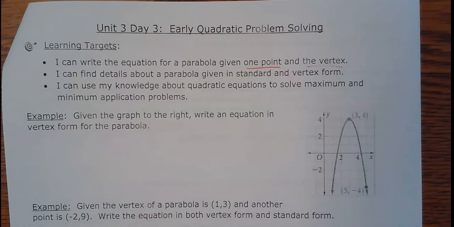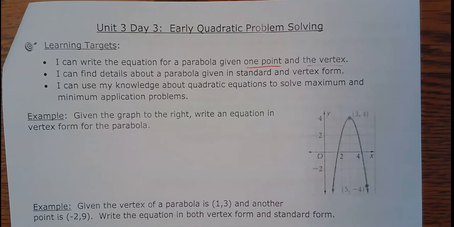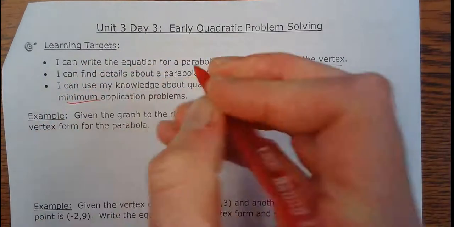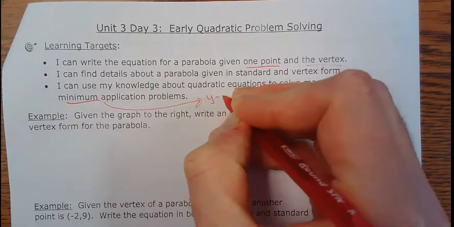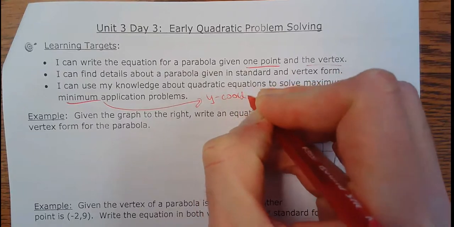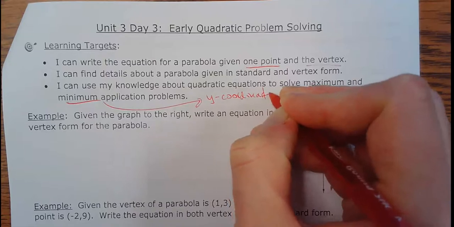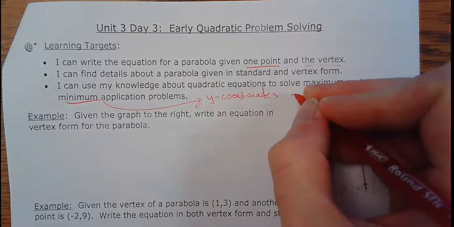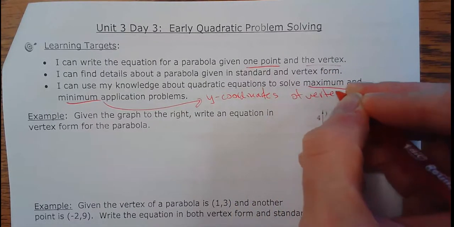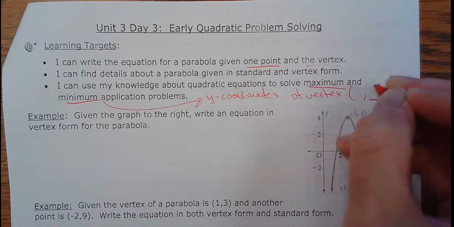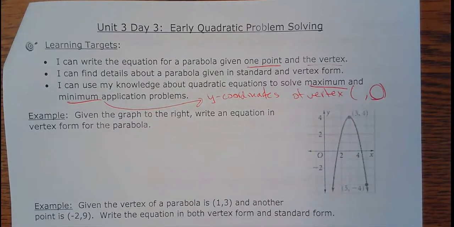So remember, yesterday we talked about mins and maxes. Those are basically the y-coordinates of the vertex. So when you say max or mins, think y coordinates of the vertex. So that second coordinate of the vertex is going to be a min or a max.